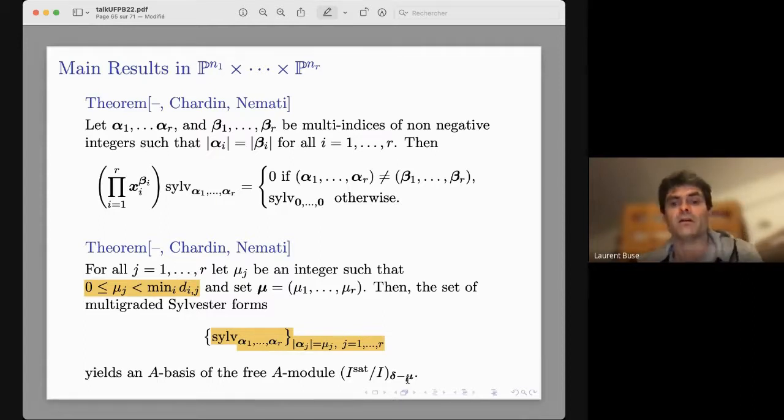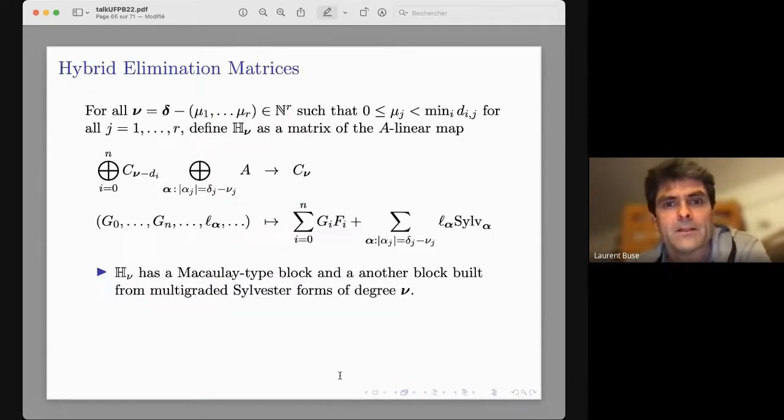Okay, so this is the generalization we can do from the duality over Pn to a product of Pn1 up to Pnr. So we don't have a full duality in this multigraded case, but still we can prove that the Sylvester forms generalize. So you have the property that a part of the saturation, I sat mod I, can be generated by those Sylvester forms once you can describe them.